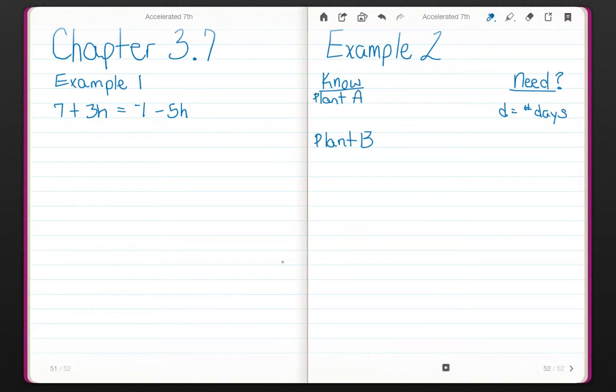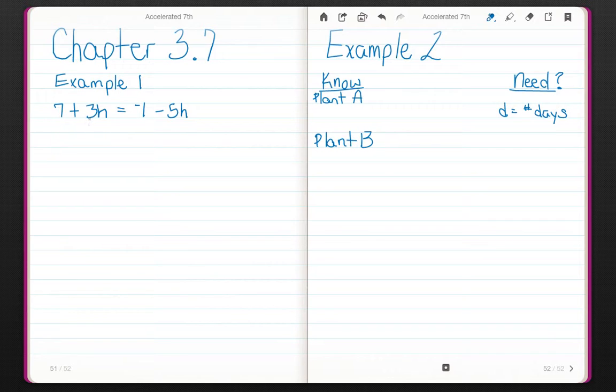Chapter 3.7, Solving Equations with Variables on Both Sides. So we've already solved multi-step equations. This is another form of a multi-step equation. However, in this equation, 7 plus 3h equals negative 1 minus 5h, I have a variable, h, on both sides of the equation. So step 1 is to get the variable together.